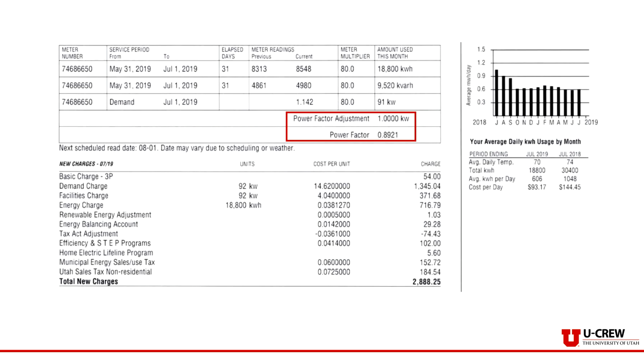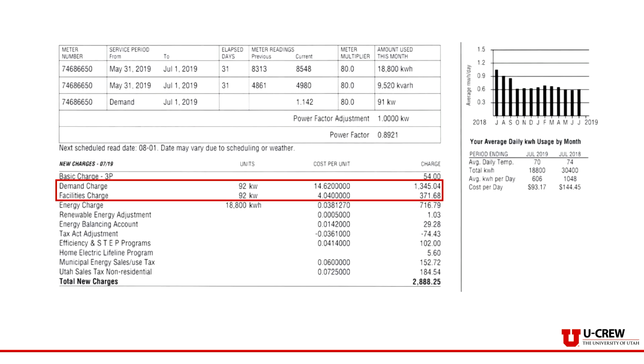The way the power factor charge works is an adjustment for the demand. Since their power factor is below that minimum threshold of 0.9, they're now going to be paying for 1 extra kilowatt for both the demand charge and facilities charge. Next, I want to highlight the demand and facilities charges. These are both charged on the basis of the peak demand in kilowatts after the power factor adjustment.